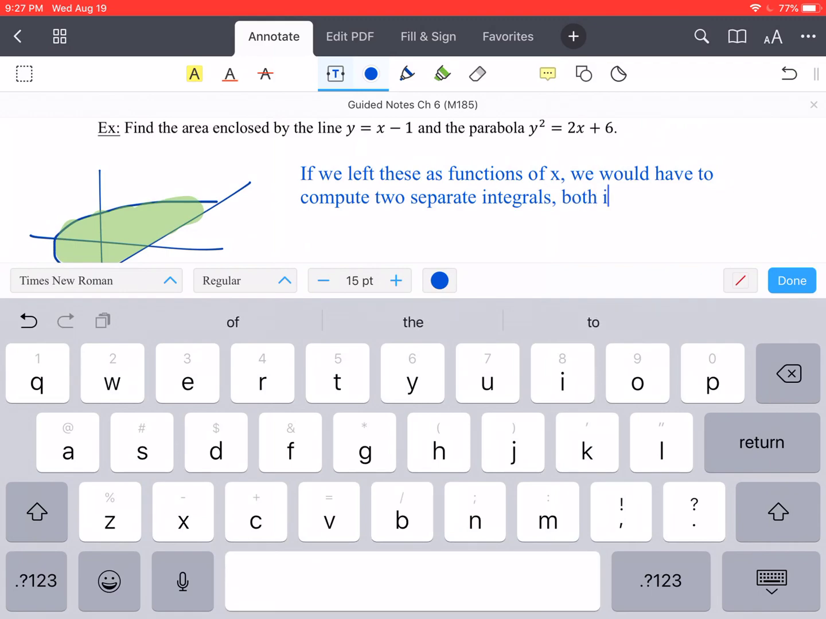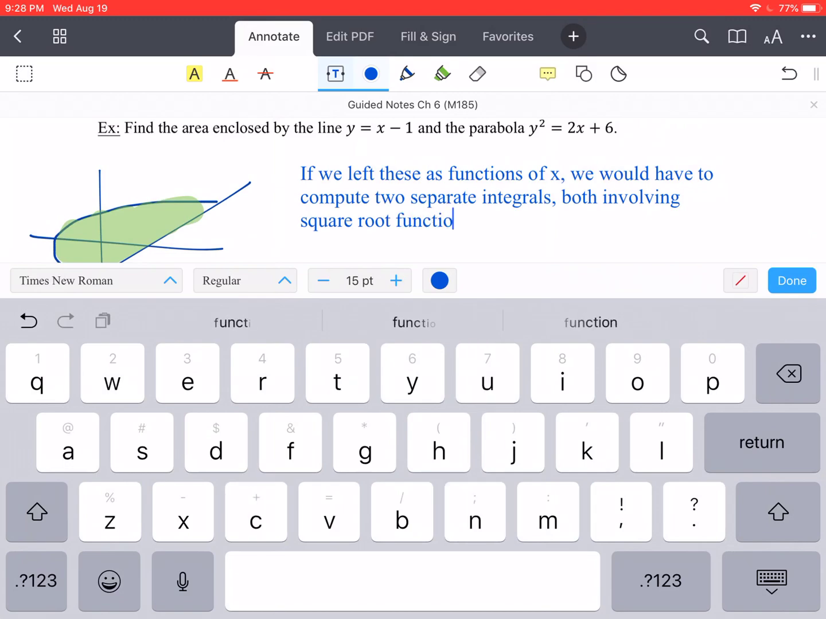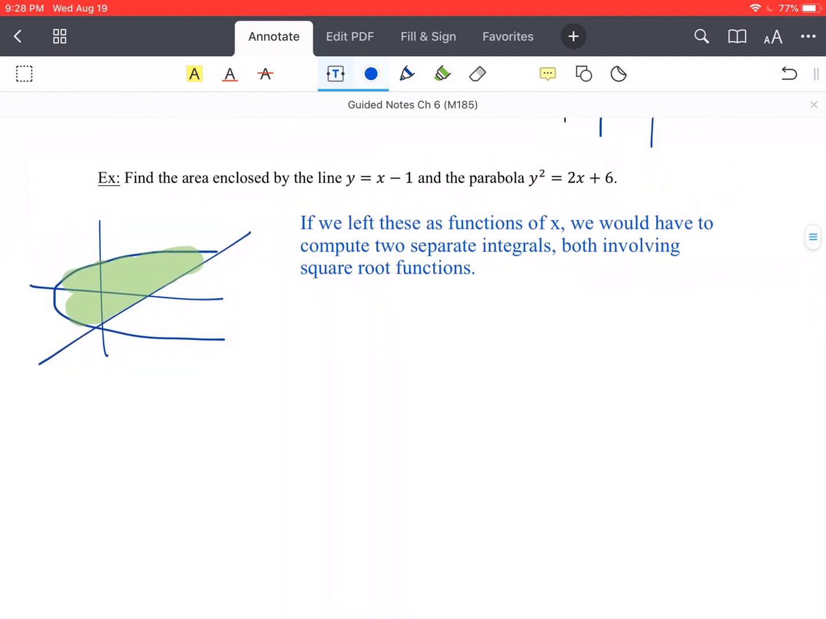Both involving square root functions. Now, if you're thinking, wait a second, where's the square root function coming from? Well, it's coming from right here, because this is y squared. So if you're going to solve this as y equals a function of x, you're going to have to take the square root of it. So the line would be the same, y equals x minus 1, but the parabola would be y equals the square root of 2x plus 6.